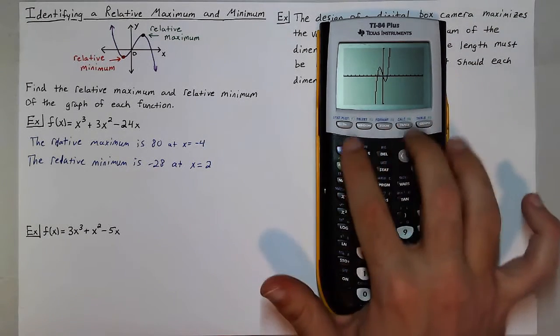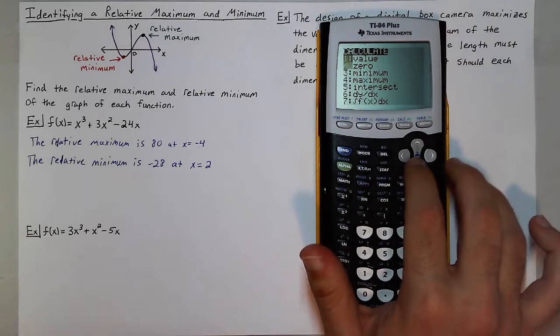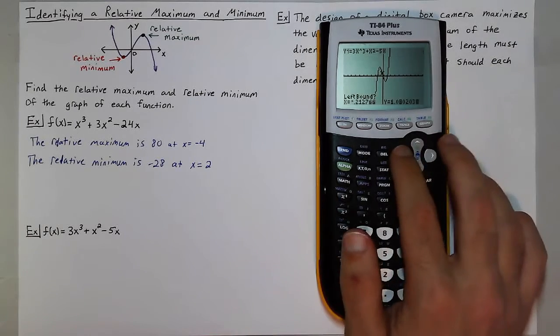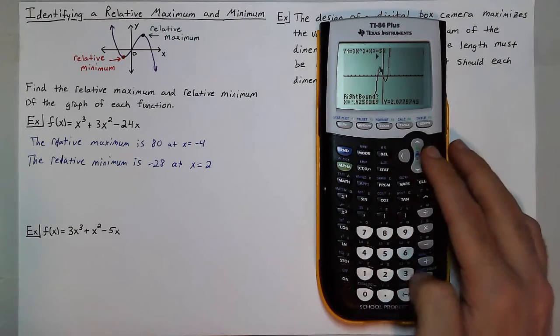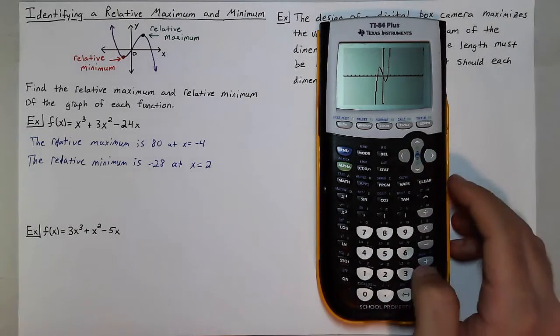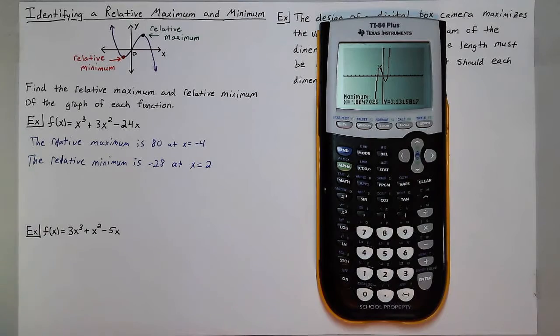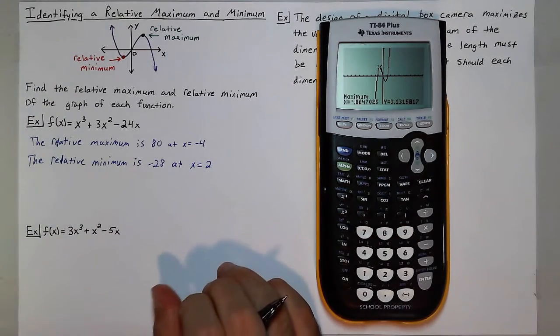So now I will use my second trace to find my maximum first on the left. Again, just go slightly to the left, slightly to the right, hit enter to guess, and this time I'll have a relative maximum at 3.132.